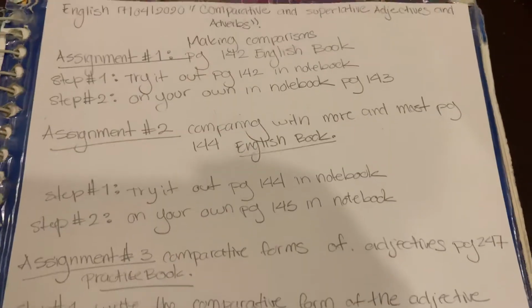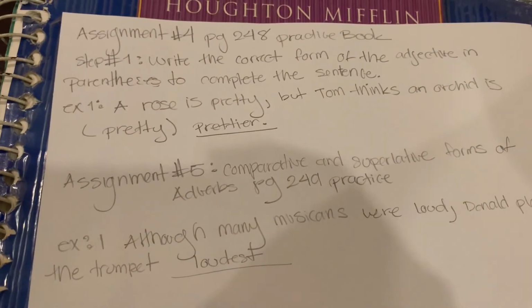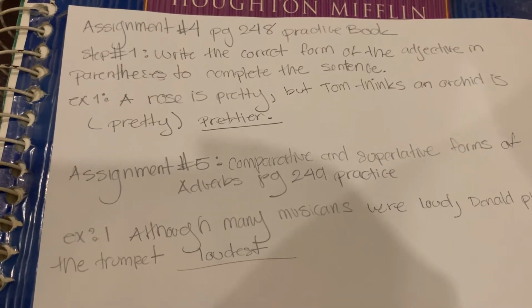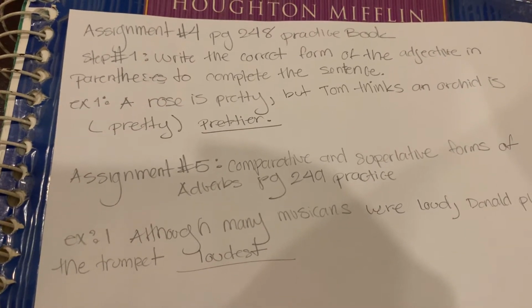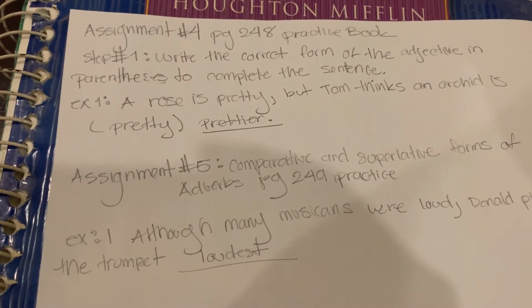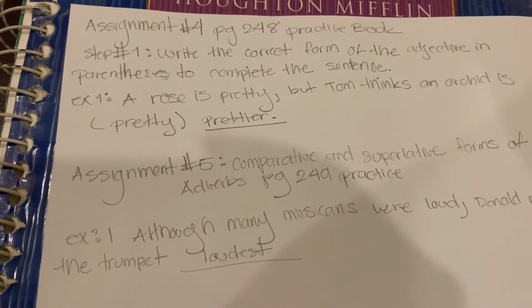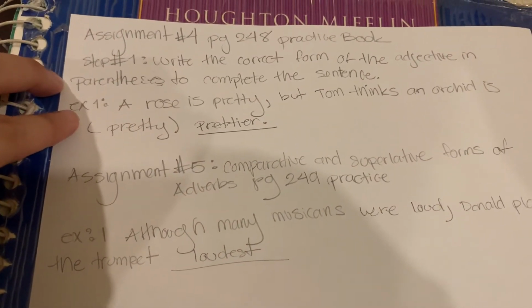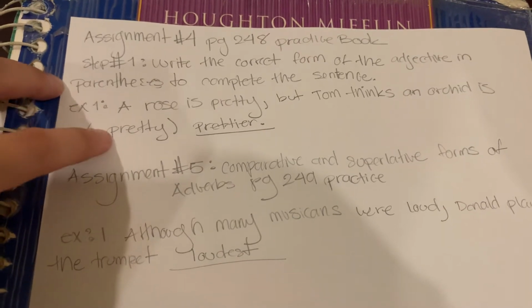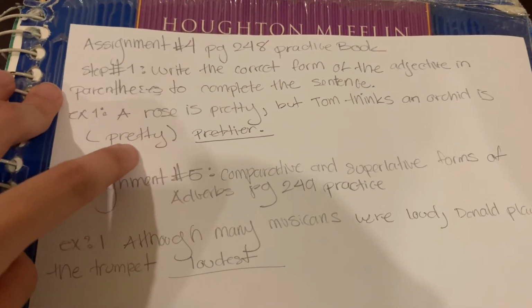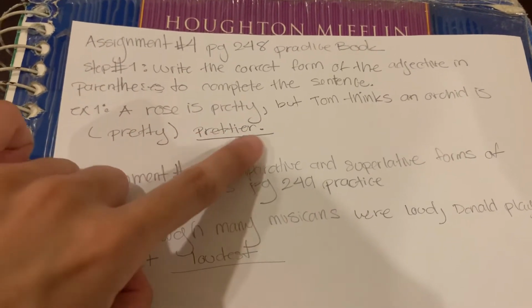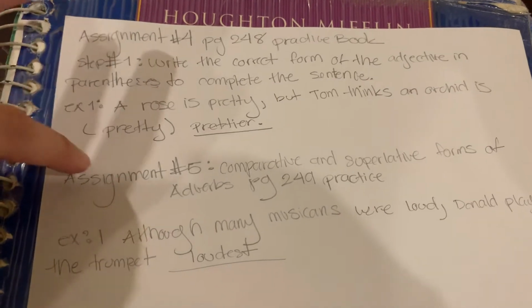And for your assignment number 4, you are going to do page 248 again in the practice book. In step number 1, you're going to write the correct form of the adjective in the parentheses to complete the sentence. So I did example number 1. A rose is pretty, but Tom thinks an orchid is pretty. Okay, so how do you write pretty when you're comparing 2 things? You said prettier, you add ER, okay? So that's what you're going to do for this page.